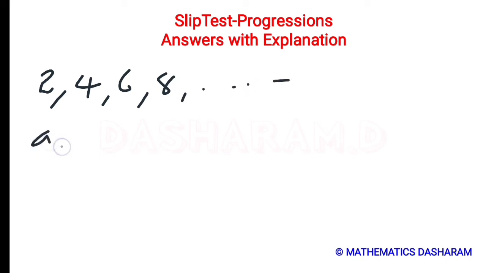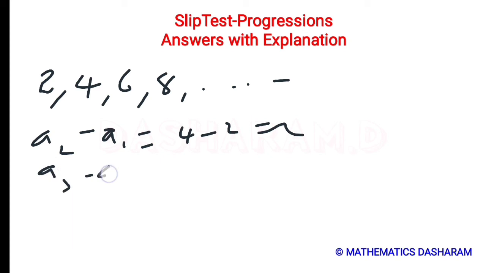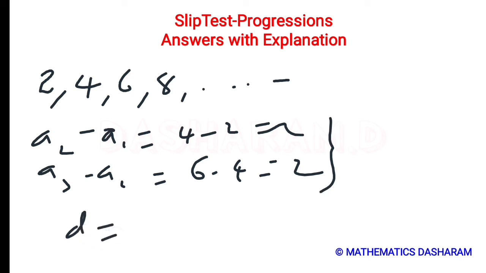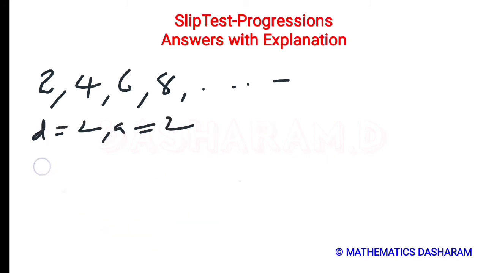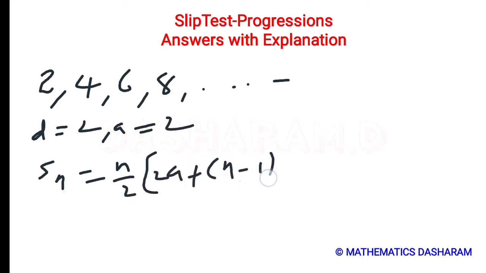Let's verify whether this list forms an AP or not. So A2 minus A1, 4 minus 2, is 2, and A3 minus A2, 6 minus 4, is also 2. Here the differences are common, so they are in AP, and the d value is 2 and the a value is also 2. So let's use the Sn formula, n by 2 of 2a plus n minus 1 into d.